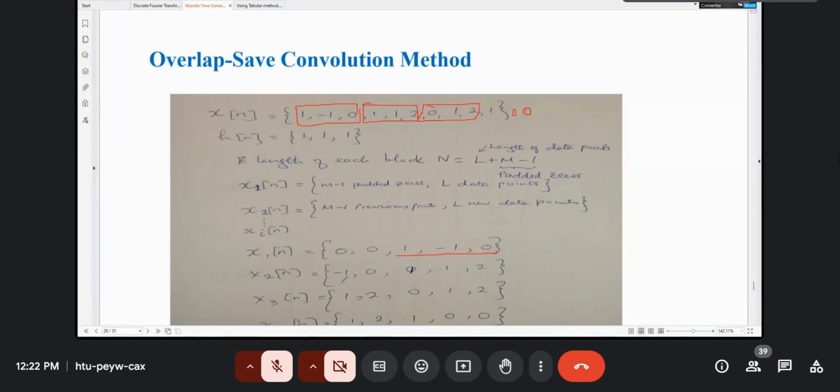Now, the next one, we are going to pick the last 2 samples of the previous sequence.